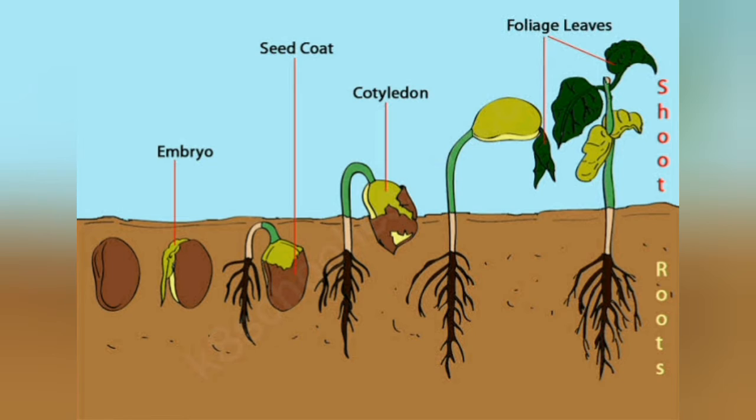Now, let us learn about germination. When you soak a seed and put it in the ground, it begins to germinate after few days. The conditions required for germination are air, water, and right temperature. A seed is sown in the soil. It is kept moist by regular watering.